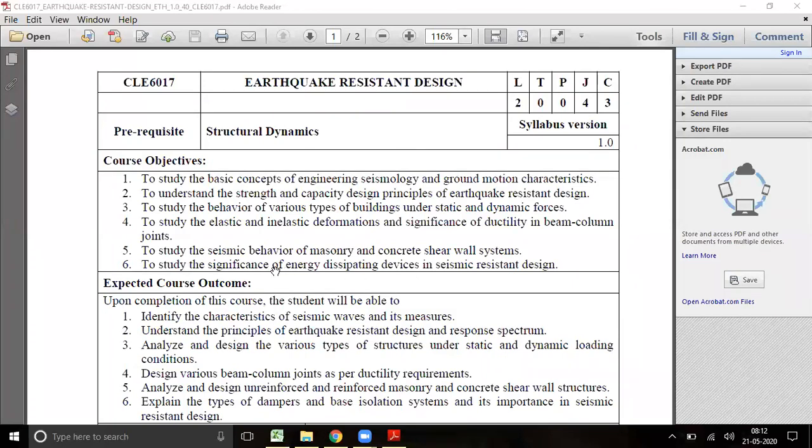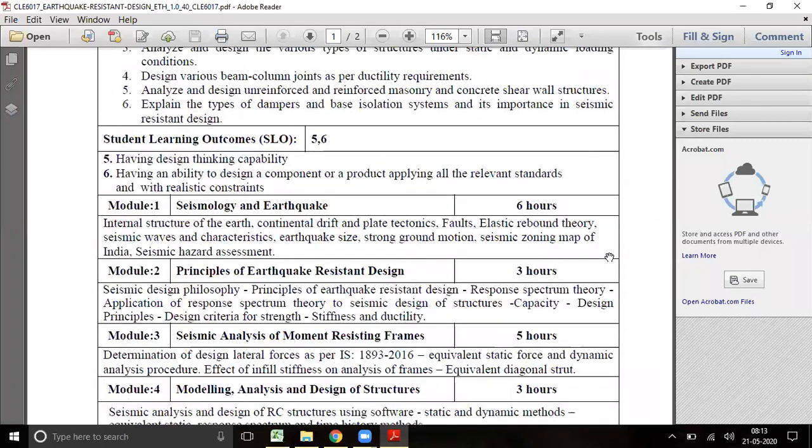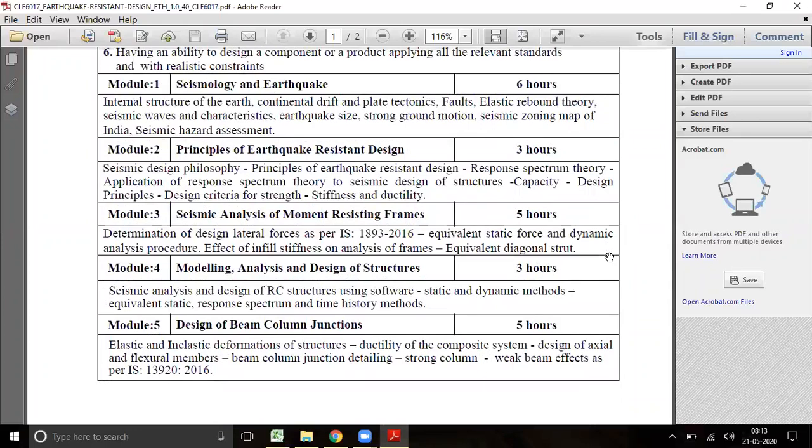So we will study the significance of these energy dissipating devices in seismic resistant design. These are all the main objectives of this course. So in the first module, as already mentioned, we have seismology and earthquake.